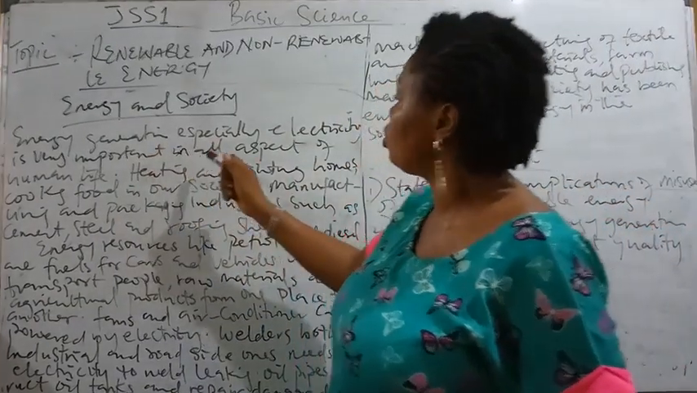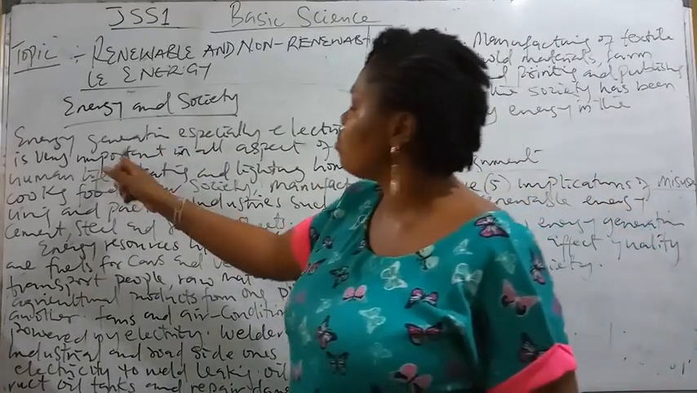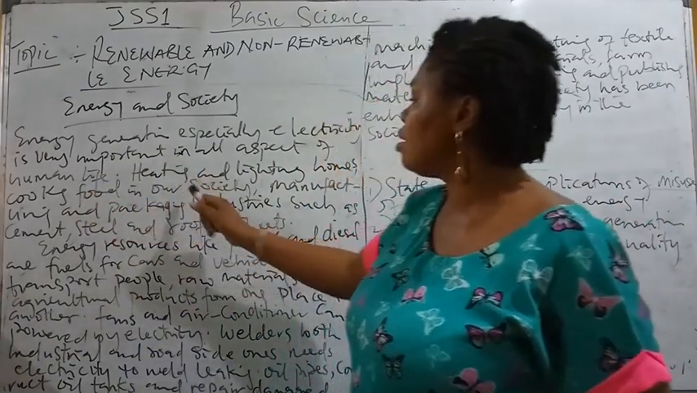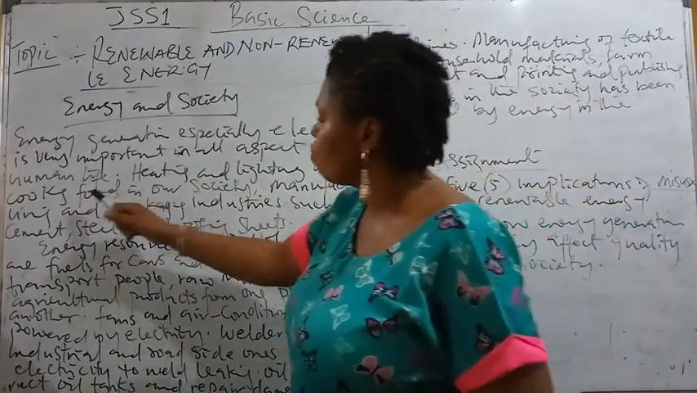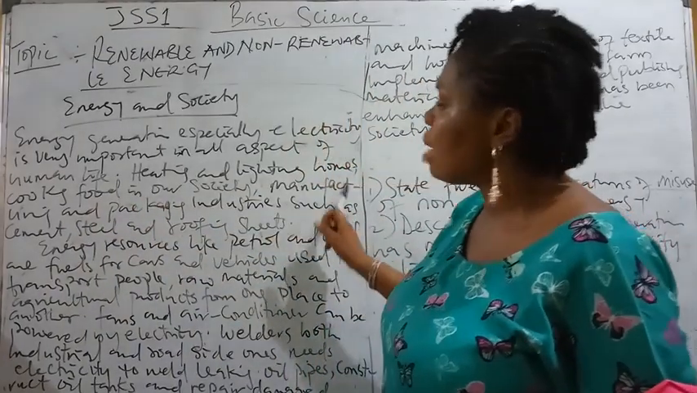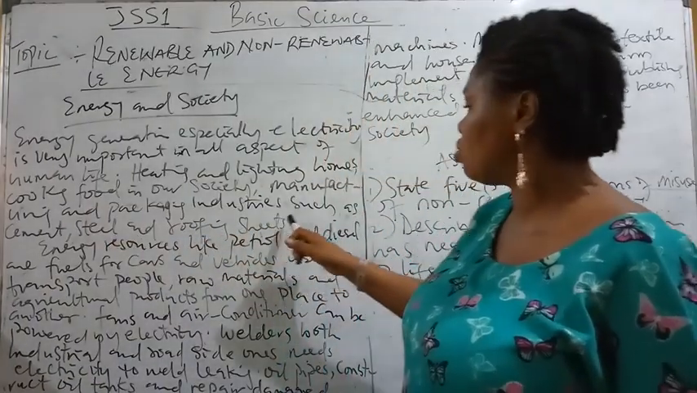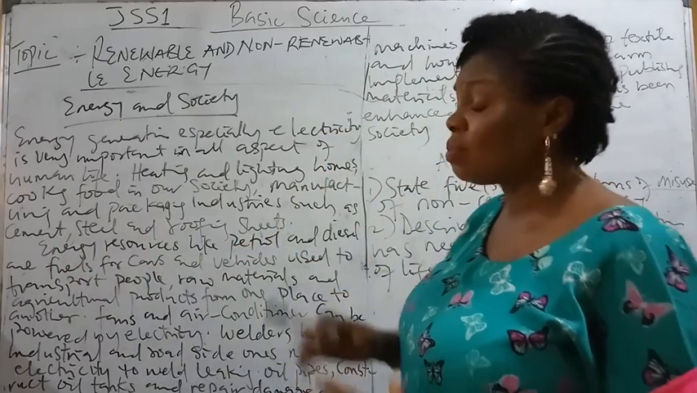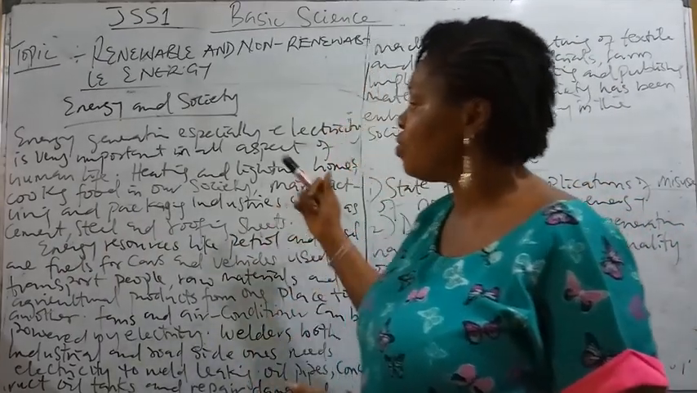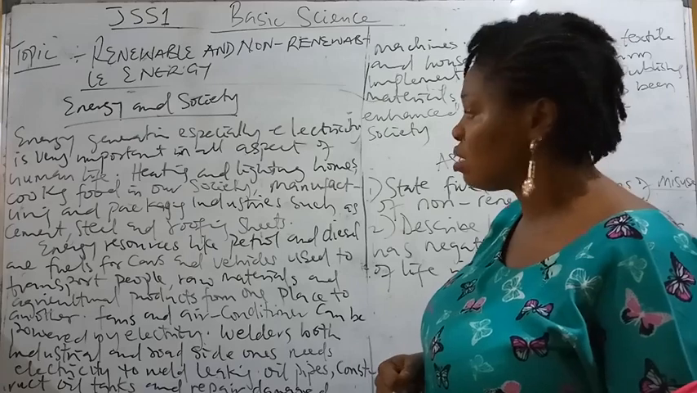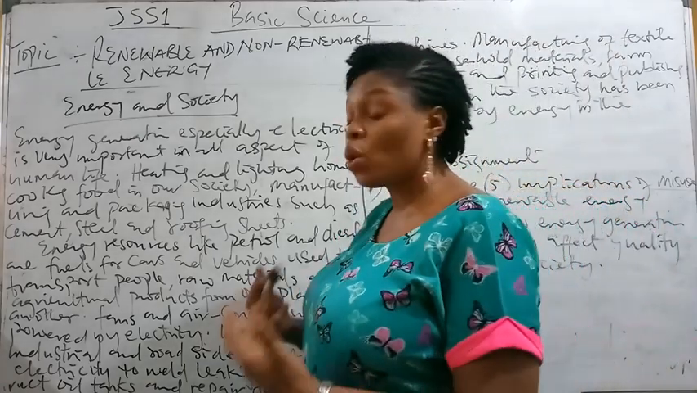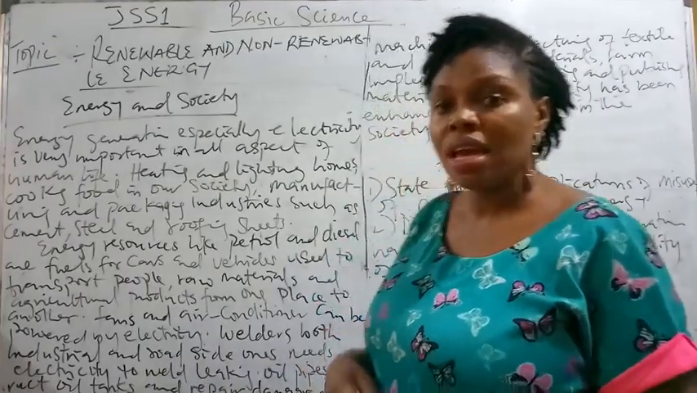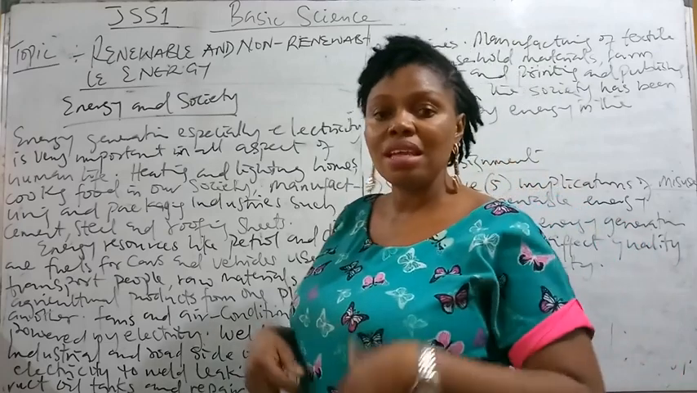Energy generation, especially electricity, is very important in all aspects of human life: heating and lighting homes, cooking food in our society, manufacturing and packaging industries such as cement, steel, and roofing sheets. Energy has helped in these various aspects of life, in our heating, in our cooking, in generating electricity, in our manufacturing industries, in the packaging.